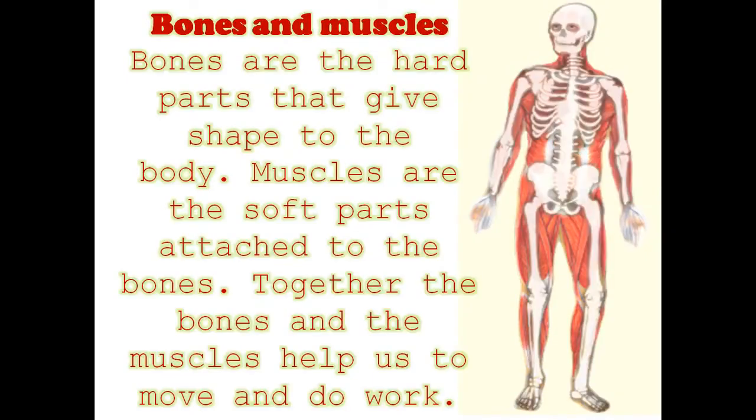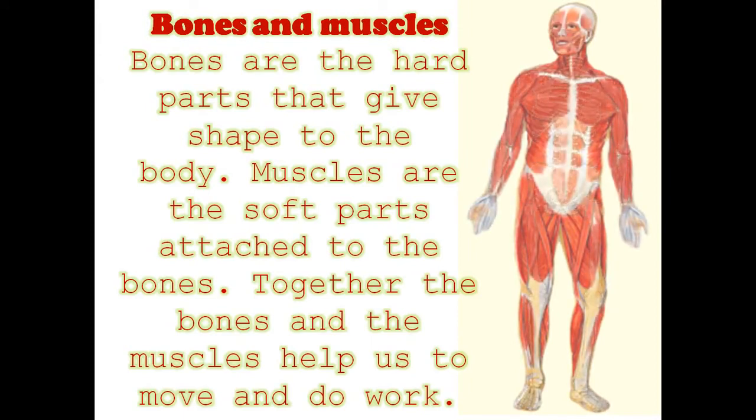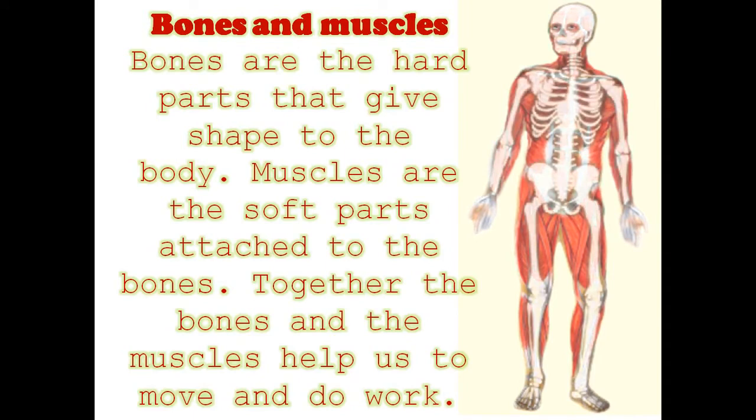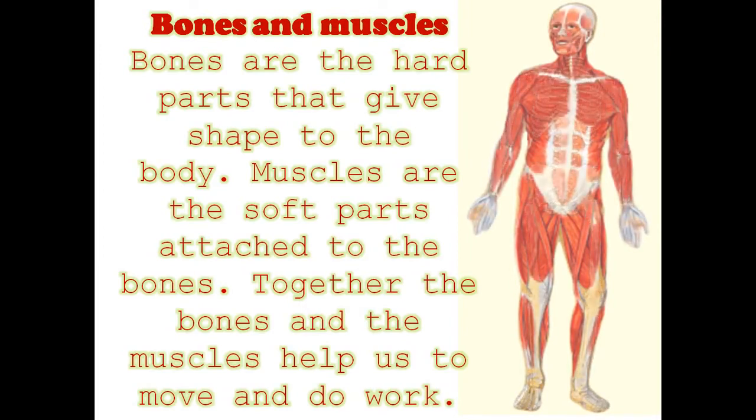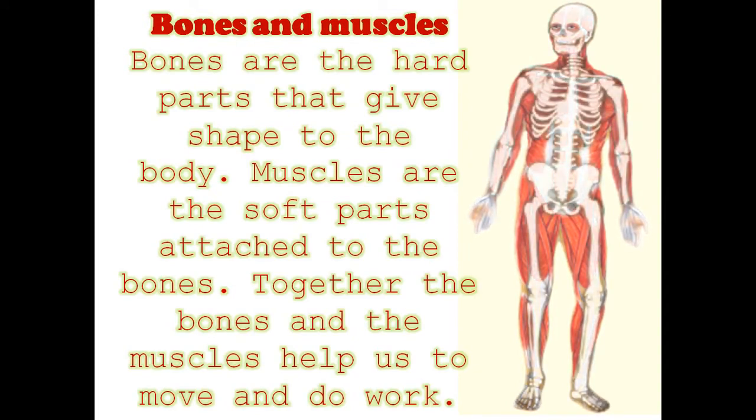Bones and muscles. Bones are the hard parts that give shape to the body. Muscles are the soft parts attached to the bones. Together, the bones and the muscles help us to move and to work. In an adult human body, there are 206 bones and over 600 muscles.